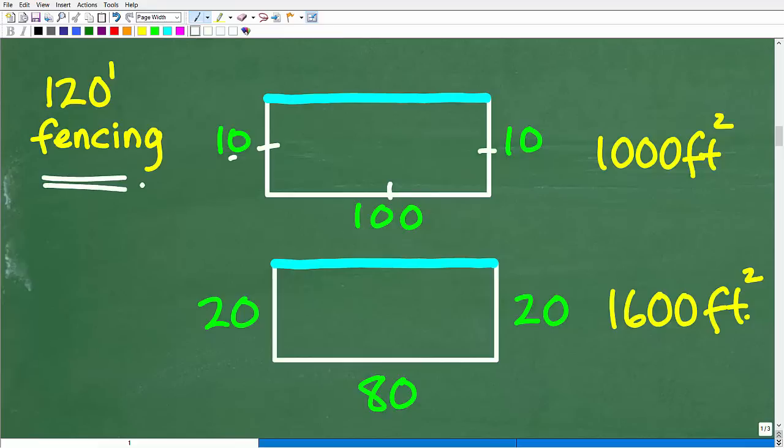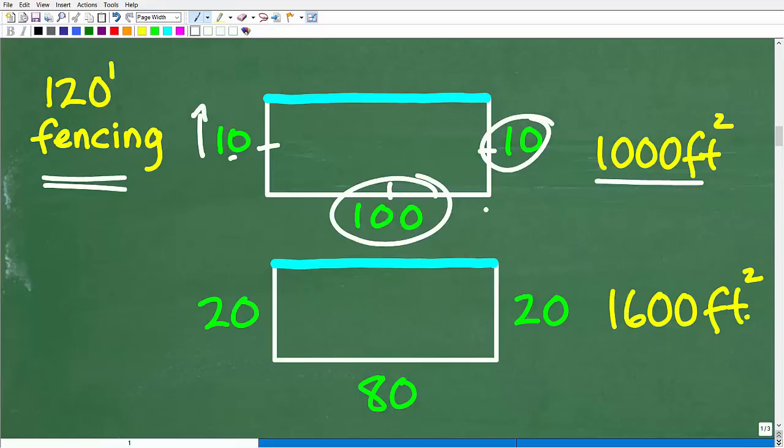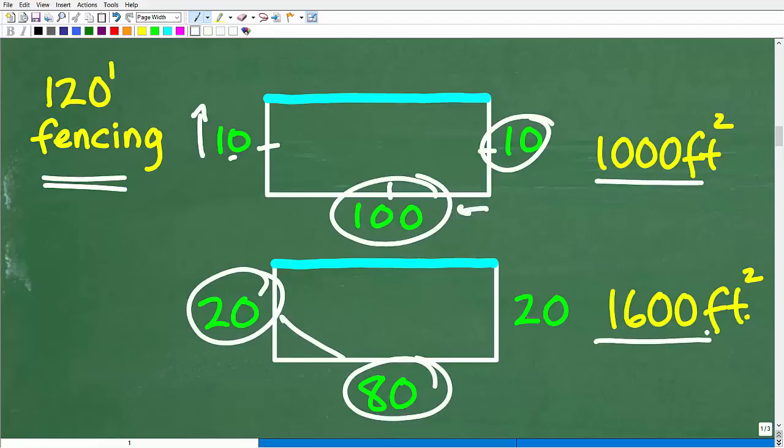So the area is 100 times 10, which is 1,000 square feet. That seems pretty good, but can we do better? Well, maybe let's increase the width, and then decrease the length. So let's say we have 20 by 80. If we get the area there, we're going to have 1,600 square feet.